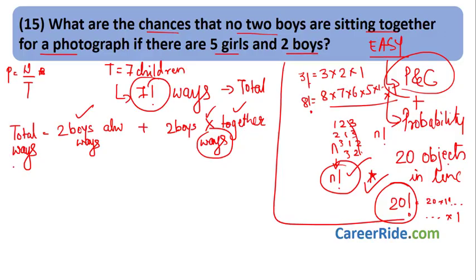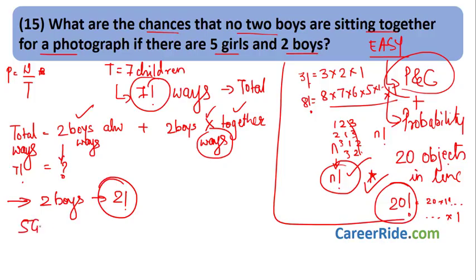How to do that? Total ways we know is 7 factorial. What do we need? We need to find out the number of ways in which 2 boys are always sitting together. How to find out? Let's see. Now, we have 2 boys who are always sitting together. We have to find out the number of ways. So, these 2 boys can be arranged in how many ways? 2 factorial.